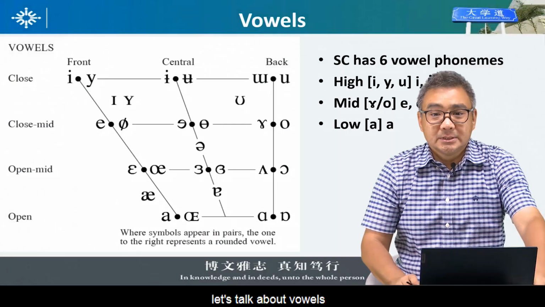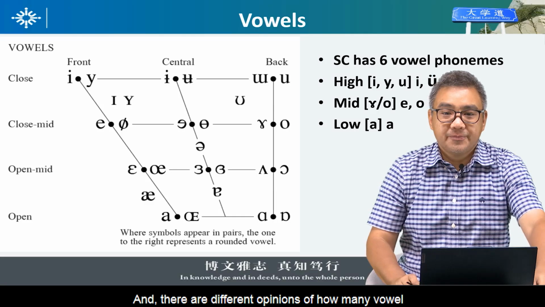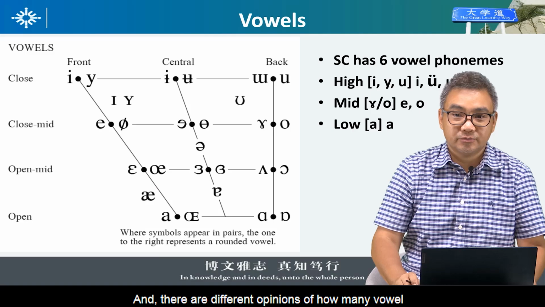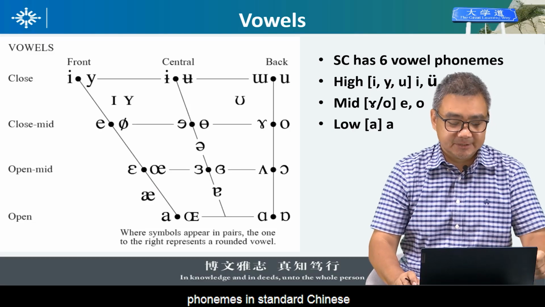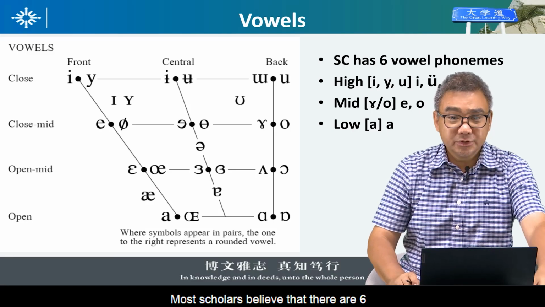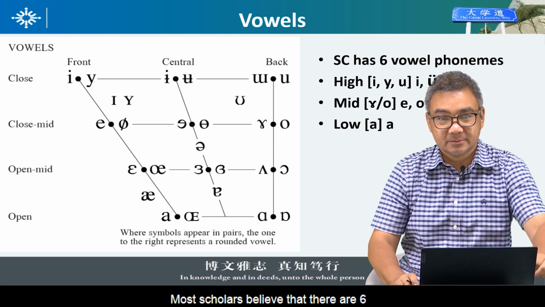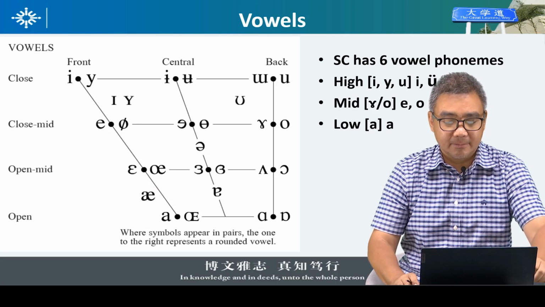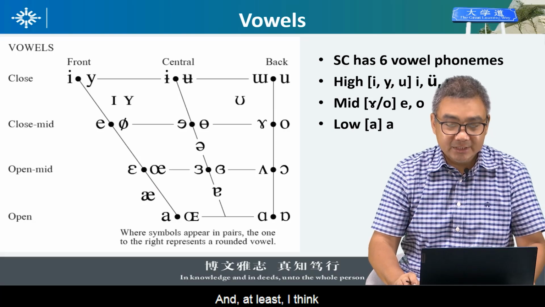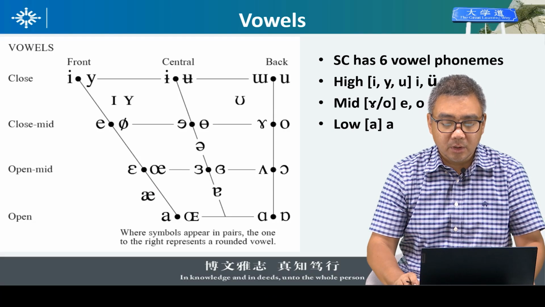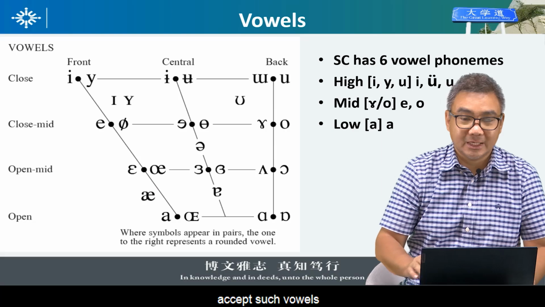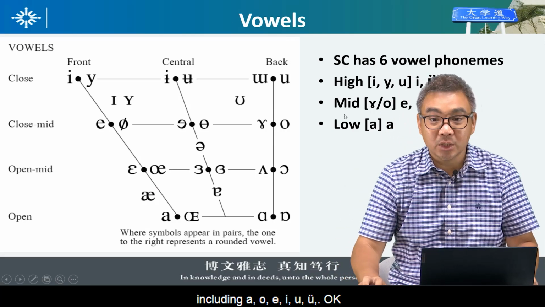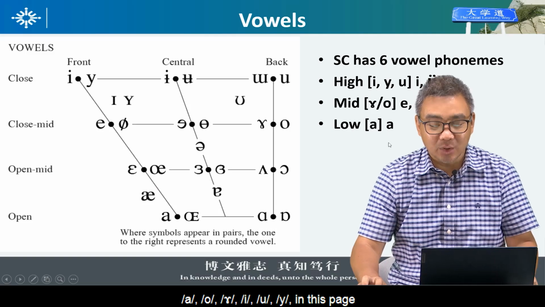Okay, let's talk about the vowels. There are different opinions on how many vowel phonemes there are in standard Chinese. Most scholars believe that there are 6, and some scholars do not agree. At least I think most of us accept such vowels, including R, O, E, I, U. Okay, R, O, E, I, U.